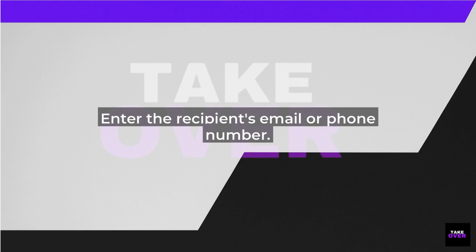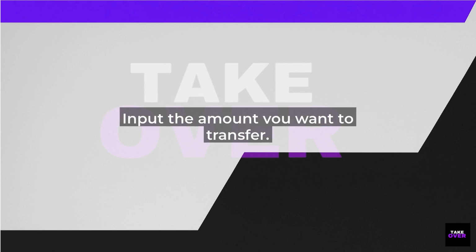Once you're in, head over to the Send and Request tab, which is usually front and center on the home screen. Here, you'll see an option to send money. Tap on that, and then enter the email address or phone number of the person you're sending money to. Double-check this info because PayPal will send the funds directly to their linked account.